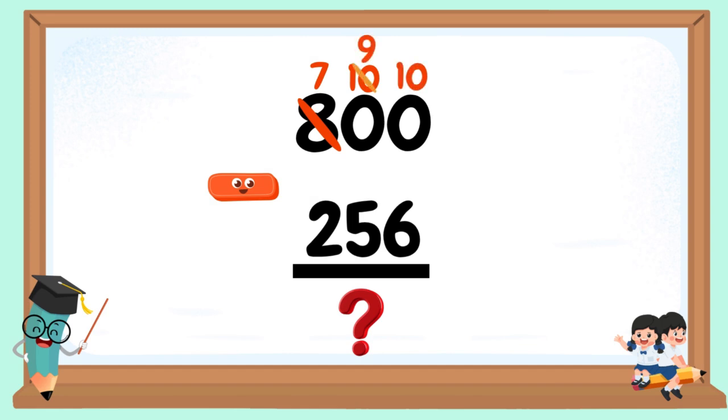0 minus 6 cannot be. That's why we will borrow 1 from 10. 10 will become 9 and 0 will become 10. 10 minus 6 is equal to 4. 9 minus 5 is equal to 4. 7 minus 2 is equal to 5. 544 is our difference.